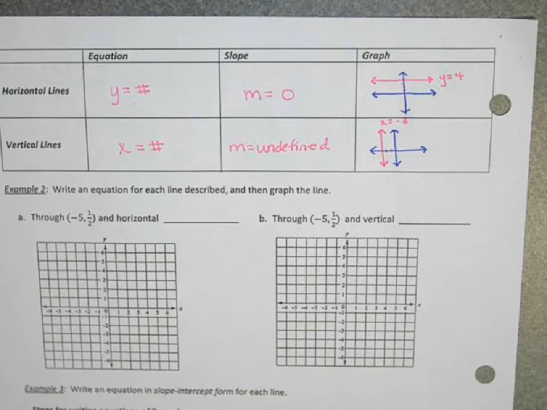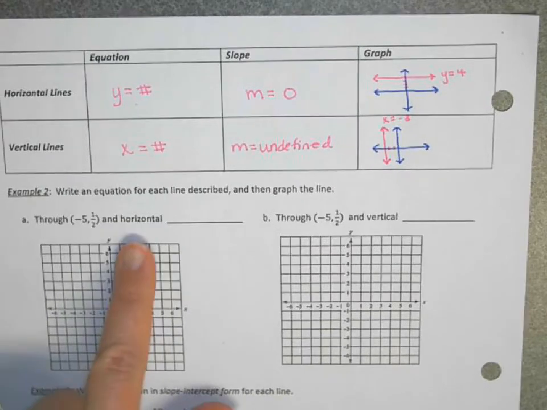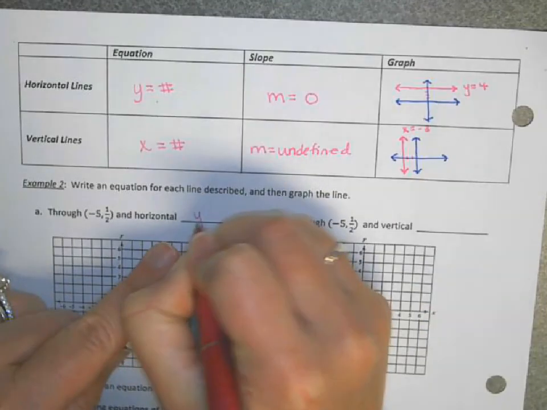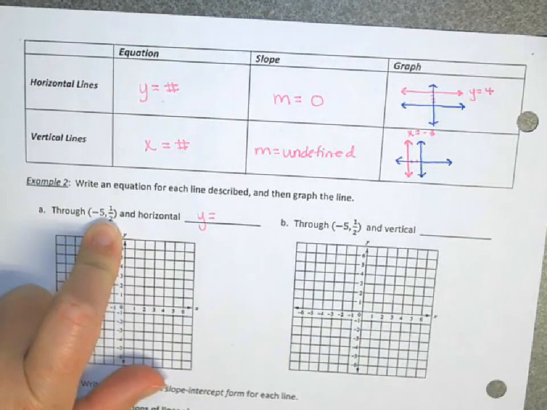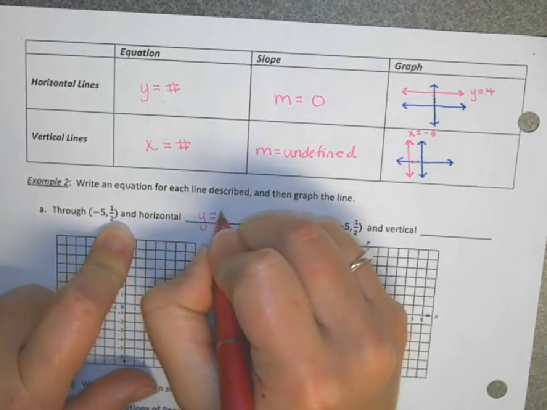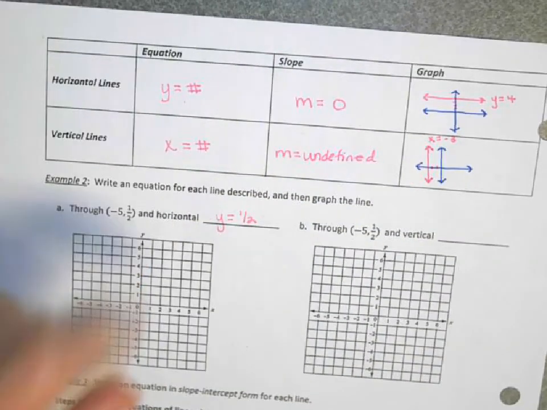All right, so if I give you a specific point, (-5, 1/2), and the line must be horizontal, what is your equation? What axis does it go through if it's a horizontal line? It goes through the y. So y has to equal a number. What number does y have to be if this is your point? What is the y value? 1/2. So y equals 1/2 would be your equation.